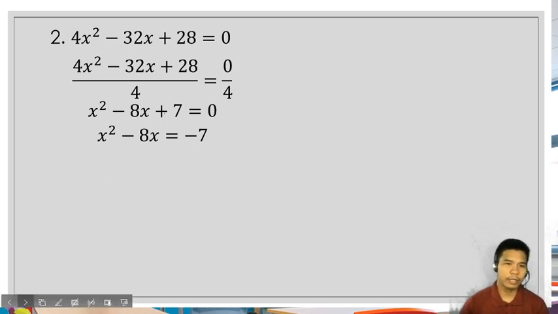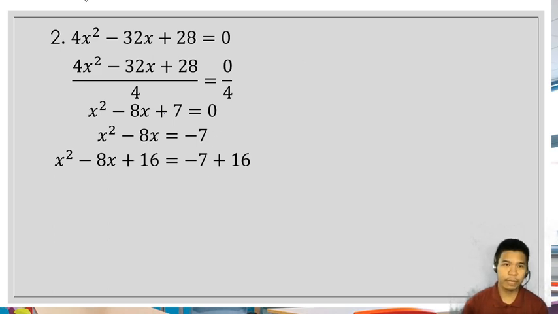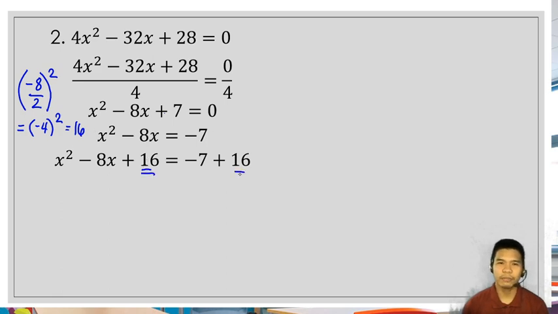And then, gagawin natin perfect square trinomial to. So, naging x squared minus 8x plus 16 equal to negative 7 plus 16. So, balikan lang natin para makuha yon. Kunin lang natin yung negative 8 divided by 2. Laging ganyan. Square. So, negative 8 divided by 2 is negative 4, quantity squared. Negative 4 times negative 4 is 16. So, yun yung pinanggalingan ng 16 na yan. So, x squared minus 8x plus 16 is equal to negative 7 plus 16.